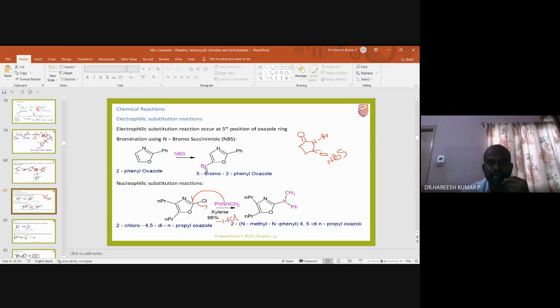Then tell me, what is the position of electrophilic attack on the oxazole? Fifth position. Why? Because you are getting a 5-bromo product, and Br is the electrophile. So the fifth position of the oxazole is the electrophilic attacking place, whereas nucleophilic attack means the second position of the oxazole. Is there any doubt? With this, I will go to the next slide.